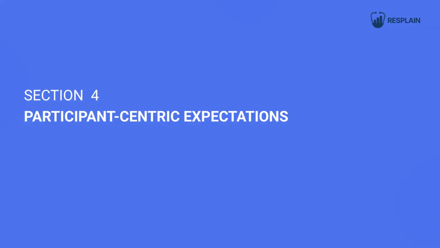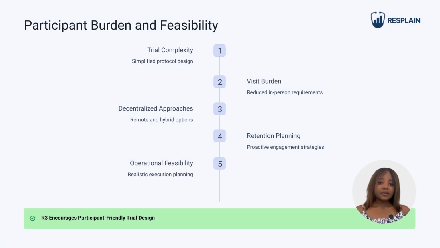Section 4. Participant-centric expectations. Participant experience receives much greater emphasis throughout R3. The guidance repeatedly highlights the importance of reducing unnecessary burden on participants and ensuring that clinical trials remain operationally feasible for both participants and sites.